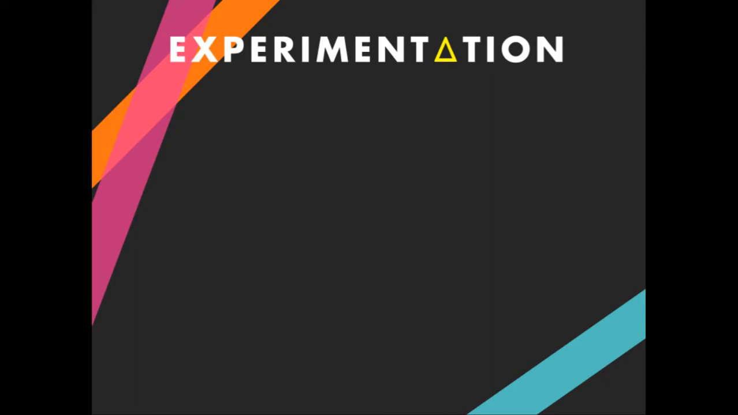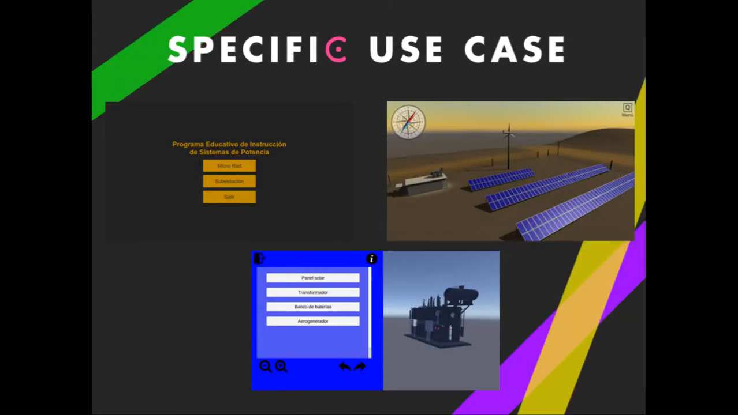Now, with a completed conversational agent, we needed a platform that the system could be implemented in. So we decided to develop a platform for power system education. The environment we developed has three types of scenes. Welcome scenes, or menus, that let the user navigate the system.